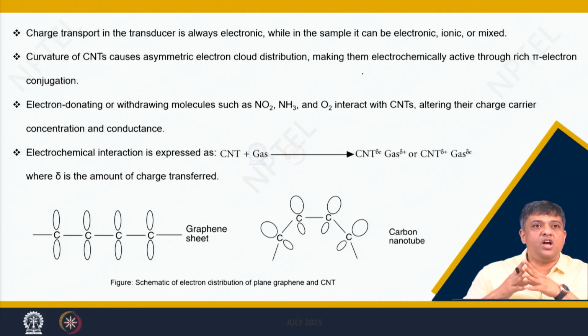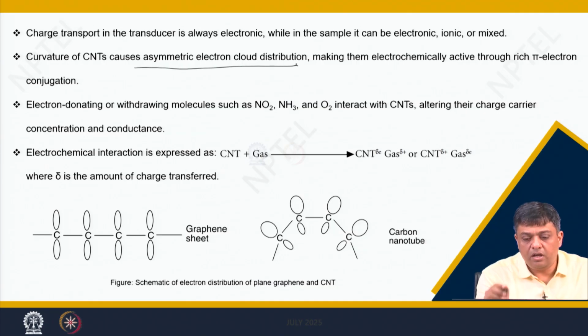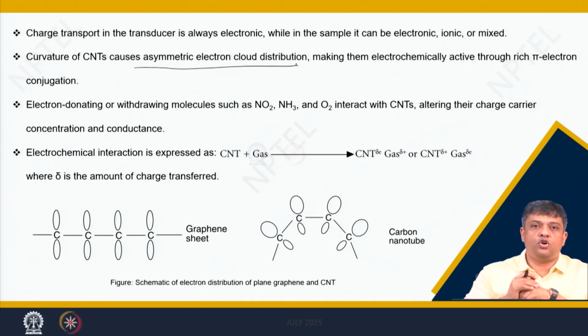And the sensing capacities are basically observed. Why? Because let us say you see a charge transport in a transducer, that is mostly electronic, but in sample it can be electronic, ionic or mixed. Now you take a CNT. This means you have taken asymmetric electron cloud distribution because of the curvature, making them electrochemically active through the rich pi electron conjugation.